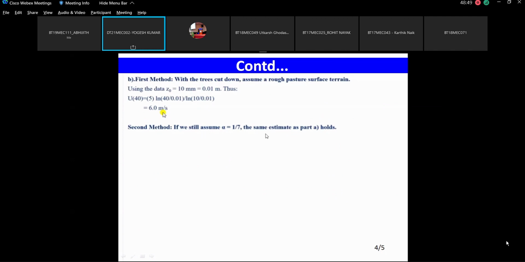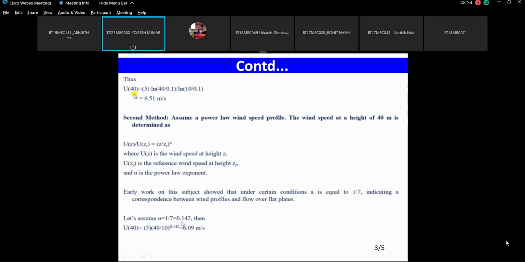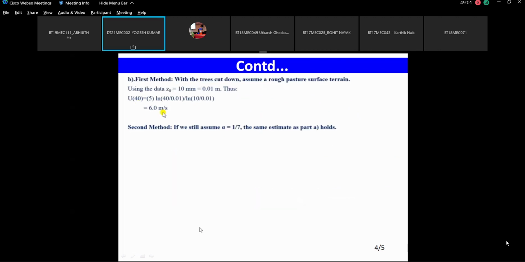we get the same value as in part A, 6.09 meter per second. Only for the logarithmic profile law do we get a different value. With trees cut down, assume a rough pasture surface terrain. So Z naught is equal to 10 mm, equal to 0.01 meter. Using the logarithmic profile law, for U40 we get 6 meter per second.